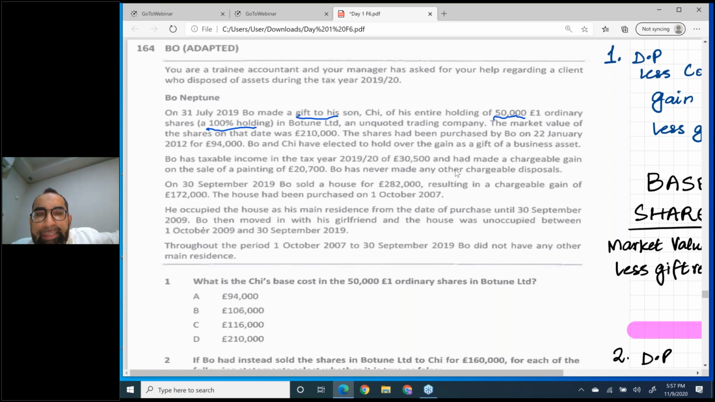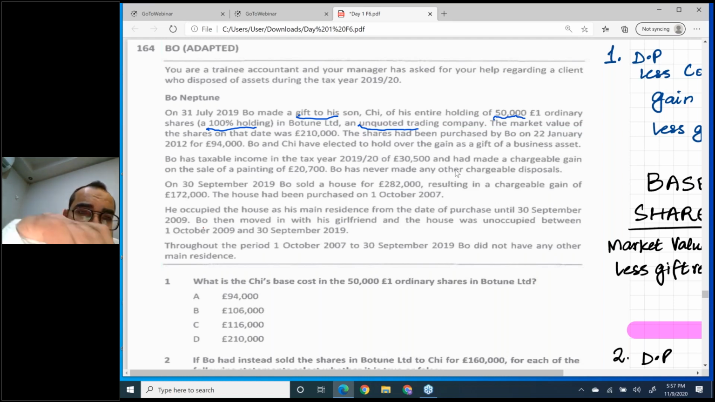Wait, that means the holding is greater than 5%. But again, there is no need to see the holding percentage because this is an unquoted company. For an unquoted company, holding percentage is irrelevant. In gift relief, if you are giving shares of a quoted company, then the holding must be greater than 5%. But this is an unquoted company, so the holding percentage doesn't matter. Don't worry.